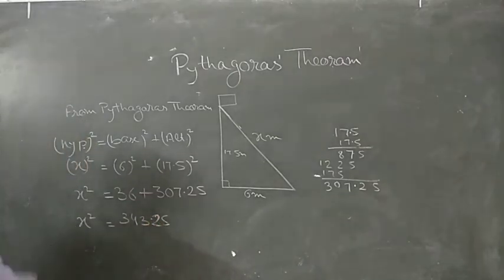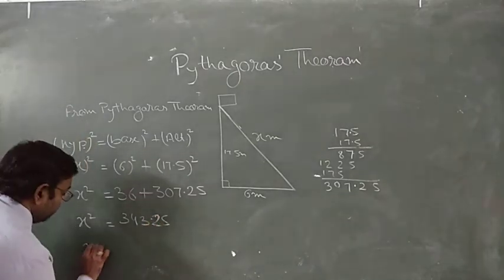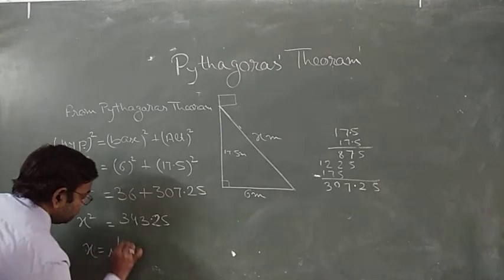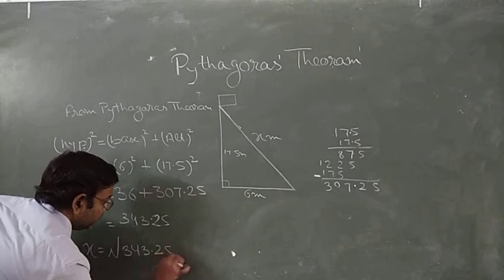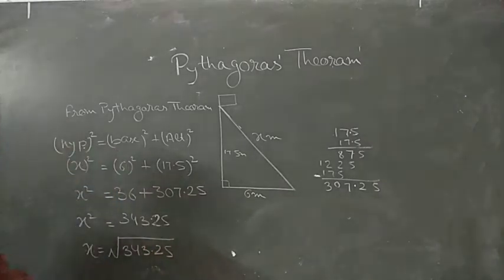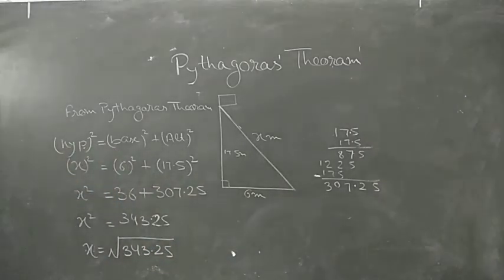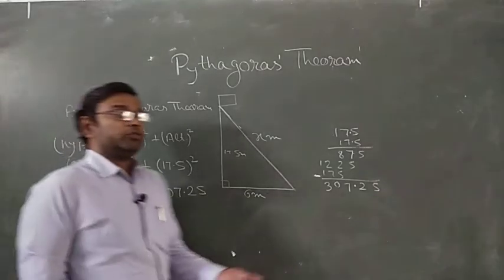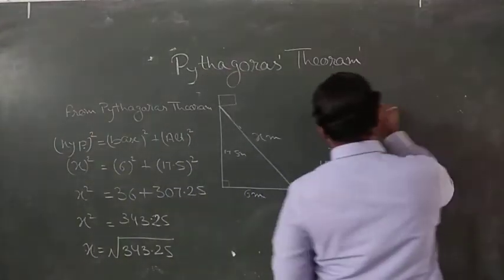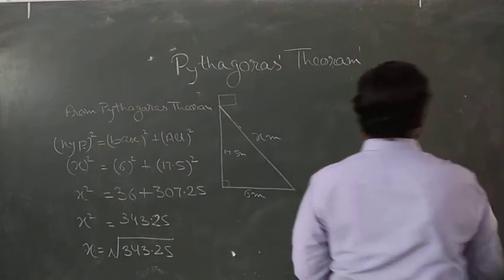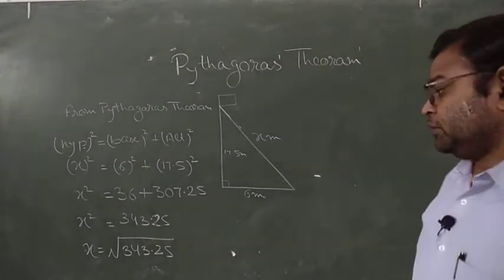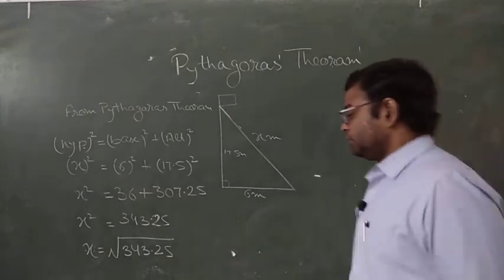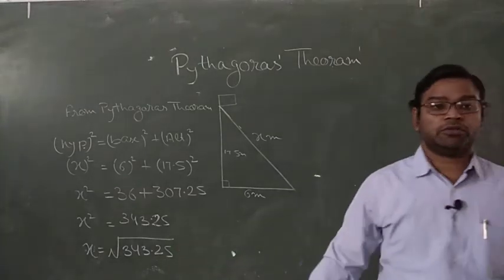So what is the value of x? For finding the value of x, we find out the square root of this, 343.25. As I told you, to find the square root we use the division method. This method is unique and helps us find the square root of decimal numbers also. So write down on the rough side.